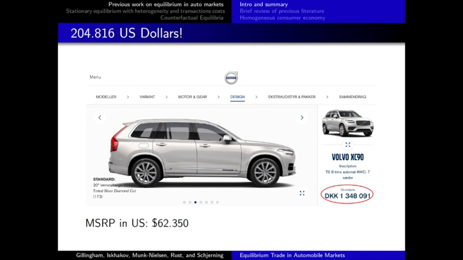I picked the higher end of this class of car. So it's the version with full leather seats, all wheel drive, and seven seats, the whole nine yards. It's the upper end Volvo, but still, 200 grand, that's a lot of money for a car. And in America, that would be something like $62,000 if you look at the manufacturer suggested retail price.